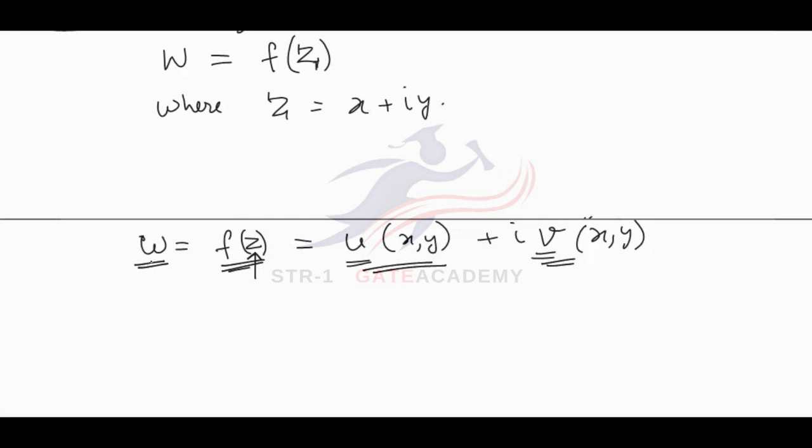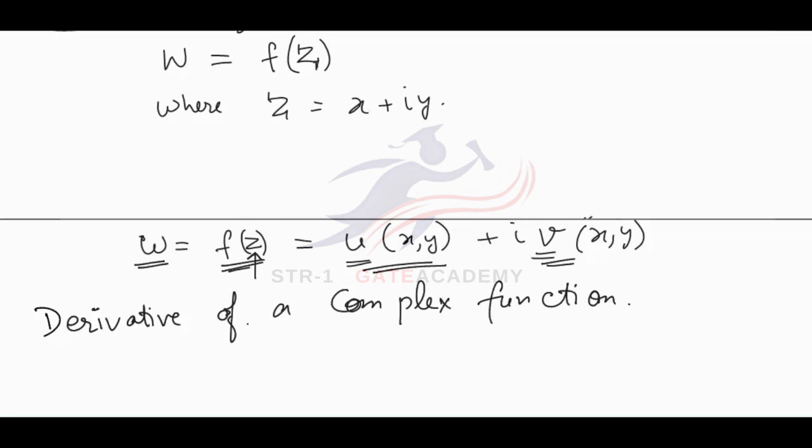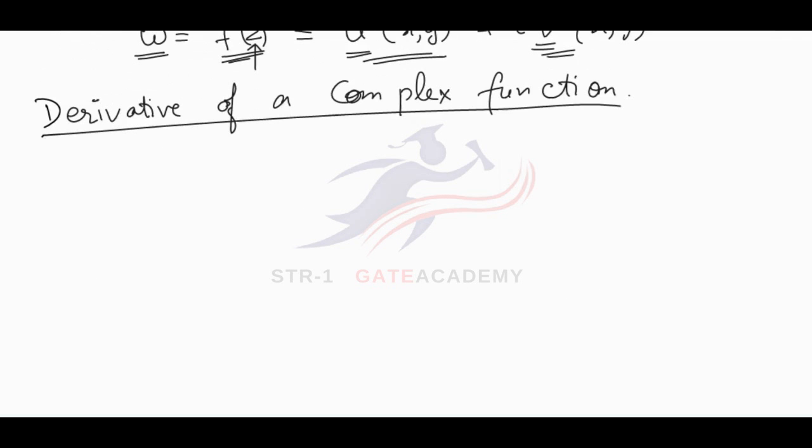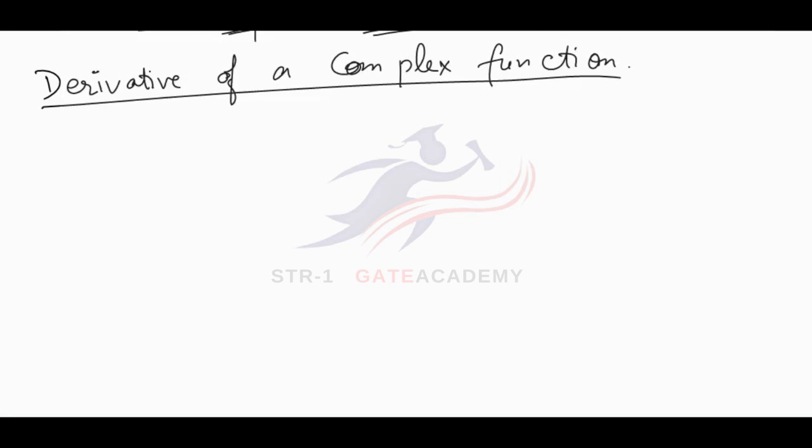So when we're talking about derivatives, the first thing we'll discuss is the derivative of a complex function. Now when we talk about the derivative of the complex function, we have to define that not every function has a derivative. You have to have some necessary and sufficient condition for a function f(z) to have a derivative. So what are the conditions?